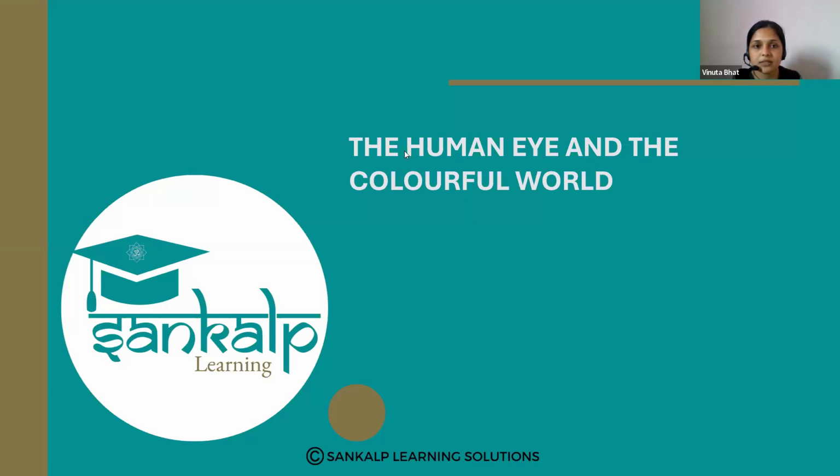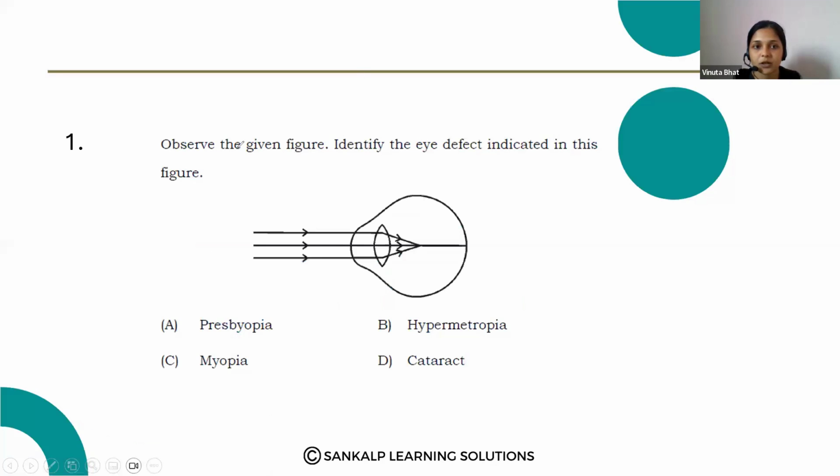The first question is, observe the given diagram, the given figure, and identify the eye defect indicated in this figure. Option A, presbyopia. Option B, hypermetropia. Option C, myopia. Option D, cataract. Here, just observe this figure.